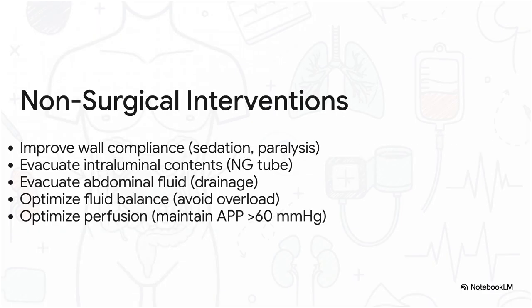Before we even think about calling the surgeons, we've got a whole toolbox of medical management options. These strategies all focus on 5 basic goals. Relax the abdominal wall with things like sedation or paralysis. Get stuff out of the gut with NG tubes or enemas. Drain any free fluid like ascites. Very carefully manage fluids to avoid making things worse, and, of course, critically support that organ perfusion.